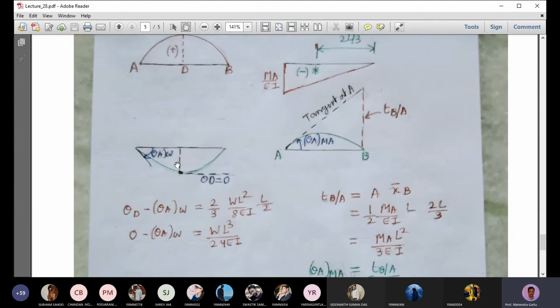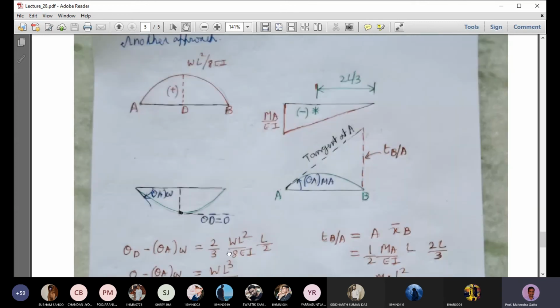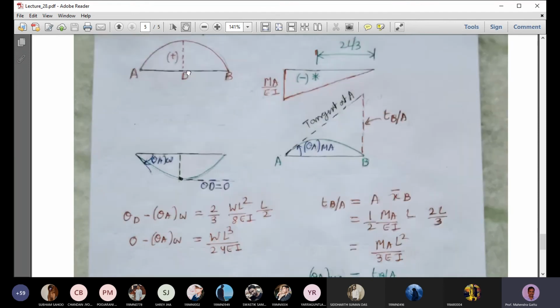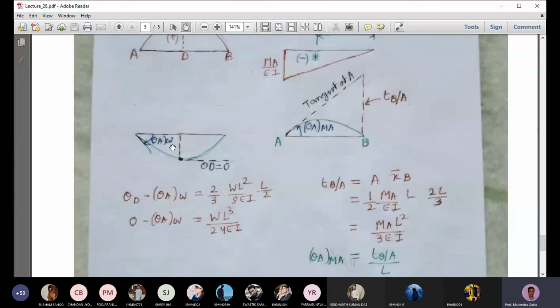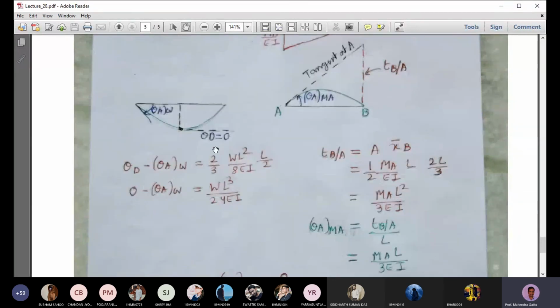So the change in slope we can find out, and the change in slope will be the area under the curve. So the area under AD will be 2/3 BH. B is L/2 and H is WL²/8A. So 2/3 × L/2 × WL²/8A. So theta D minus theta A due to W, where theta D is 0, and we get theta A minus theta A due to W is WL³/24A. So the 2 and 2 will cancel out, 8 into 3 is 24. So the rotation at A due to the distributed load W is minus WL³/24A.